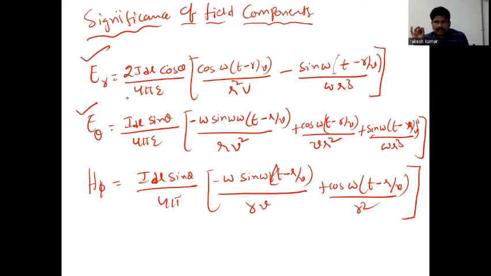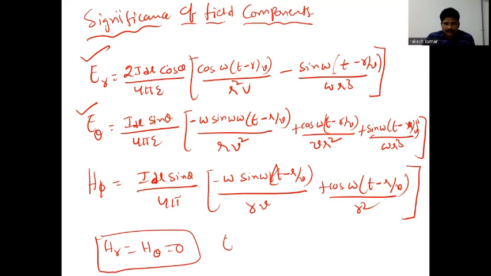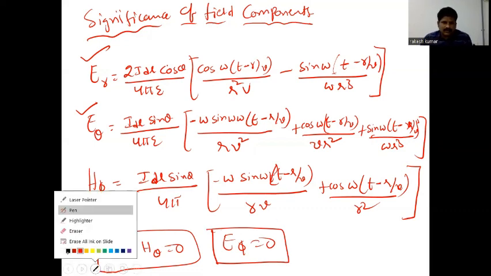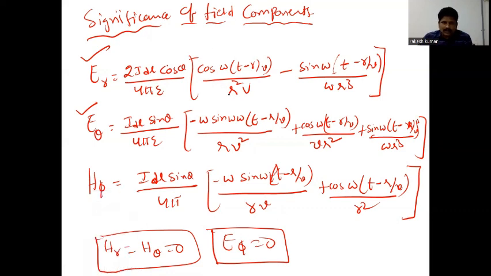So totally among six components, what is the value of Hr and H theta? It is equal to 0. And similarly, E phi is equal to 0. So these are the three components. Let us see what is the significance of this, very important. Here we have a 1 by R square term, here a 1 by R cube term, and here a 1 by R term. So totally we have 1 by R, 1 by R square, and 1 by R cube terms.